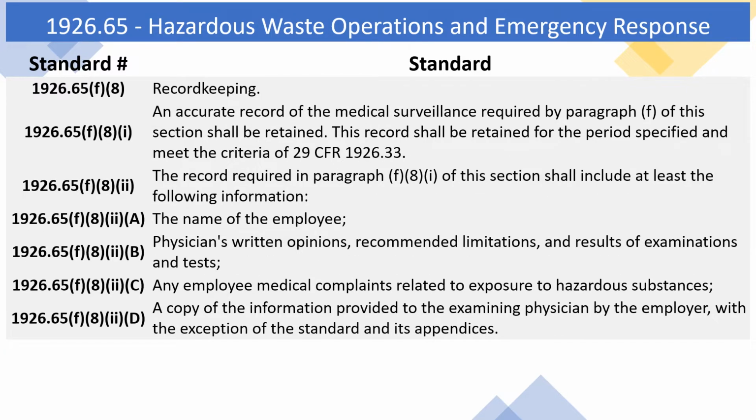1926.65 F8 Record keeping. 1. An accurate record of the medical surveillance required by paragraph F of this section shall be retained. This record shall be retained for the period specified and meet the criteria of 29 CFR 1926.33. 2. The record required in paragraph F8(1) of this section shall include at least the following information.